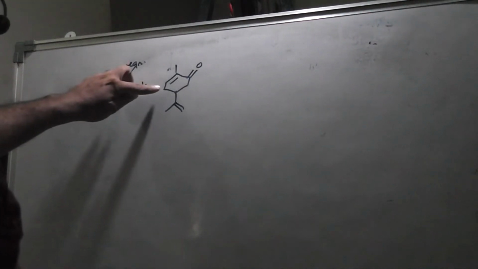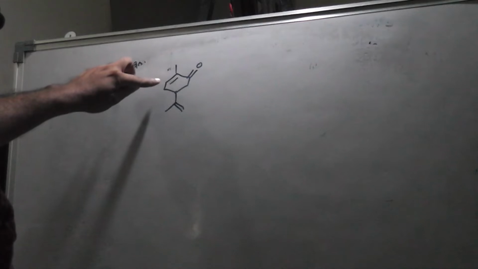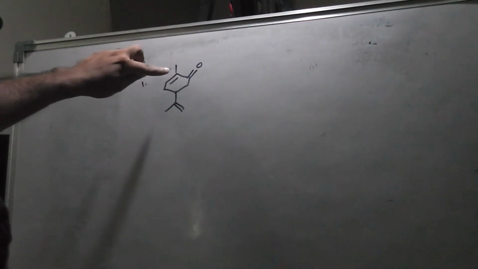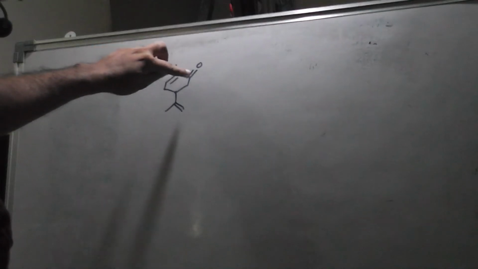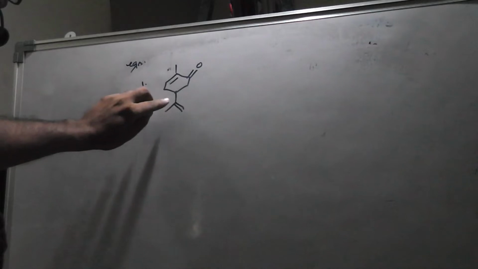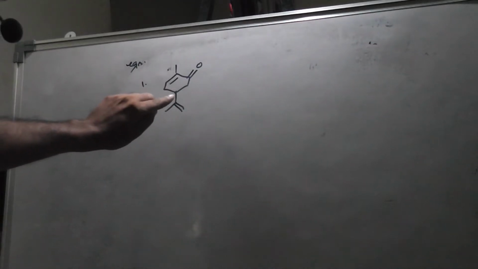So this, if you look at it, is more like tri-substituted. There is one substituent there, another substituent there, another substituent here, and hydrogen is there, tri-substituted. Whereas this one is di-substituted. So this will be given preference over this.